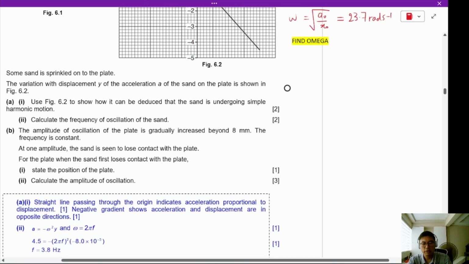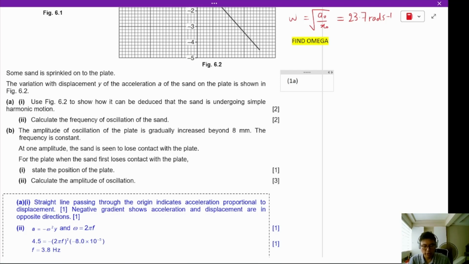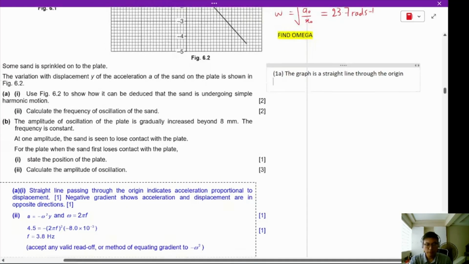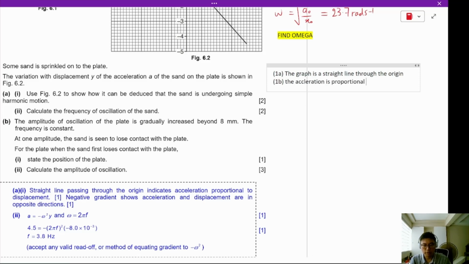Now, for this one, you need to actually write 4 different points. Okay, let's write the point 1A. For point 1A, you must show that the graph is a straight line through the origin. Now, what does this show? This shows that, okay, so 1B shows that the acceleration is proportional to the displacement from the equilibrium position.